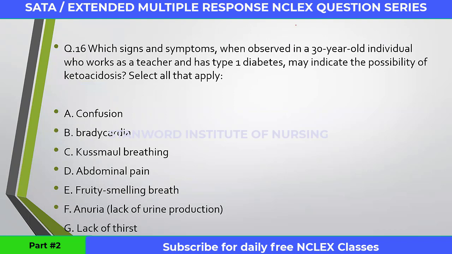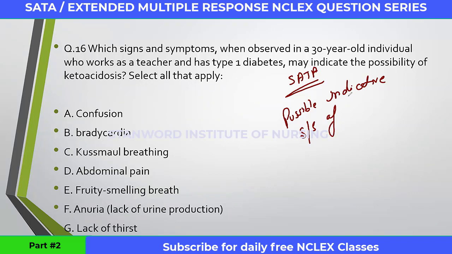Next question here. Which signs and symptoms, when observed in a 30-year-old individual who works as a teacher and has type 1 diabetes, may indicate the possibility of ketoacidosis? Select all that apply. So directly here, it is also a SATA based question, in which we have to choose the possible indicative signs and symptoms of diabetic ketoacidosis.